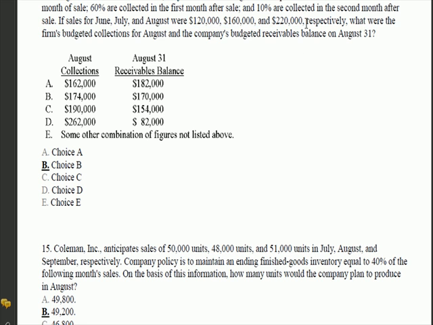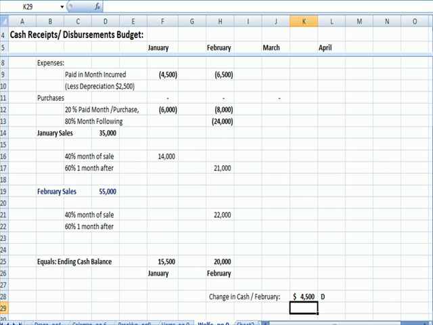Here's the question. What were the budgeted collections for August? How much money did you get in the door? And what were the budgeted receivables balance as of August 31st? So it's a little bit of a different take. Let's go to the Drago example here.